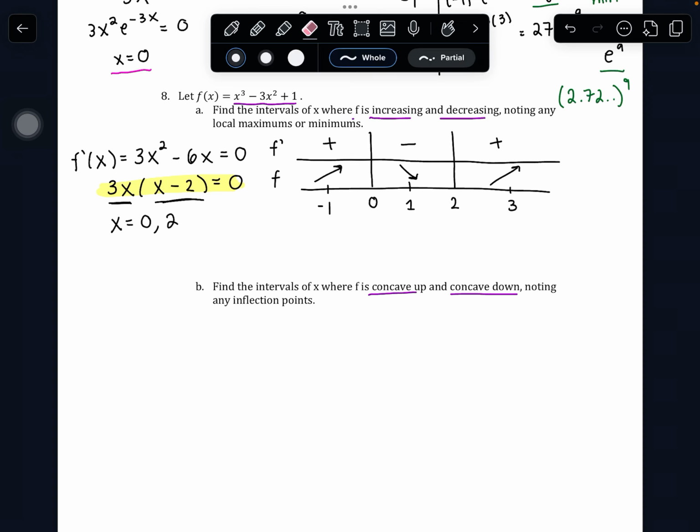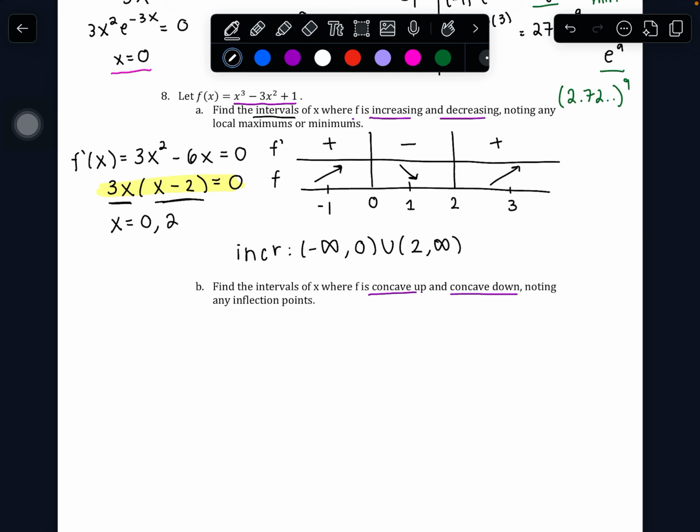Make sure to write out your final answer in interval notation because it asks for that, even though this is enough to determine it. So it looks like increasing, we're going to be negative infinity to 0. Be careful about saying like 1. Right? We're increasing all the way to 0. We just use -1 to figure that out. Union 2 to infinity, right? Again, 3 was our test point, but it starts increasing at 2. Okay? That means we're going to decrease between 0 and 2.